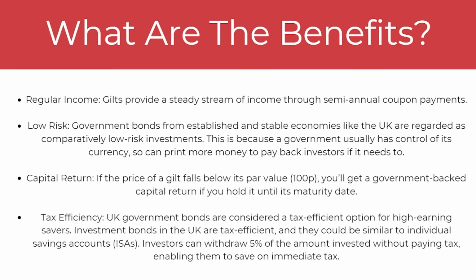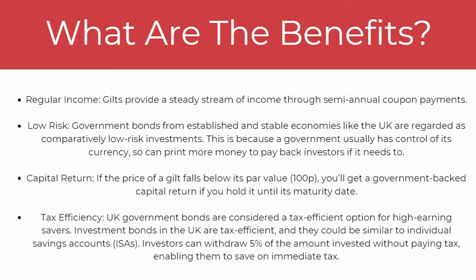So now that you know what they are, what are the benefits? Start with regular income. Gilts provide a steady stream of income through semi-annual coupon payments. They're also low risk. Government bonds from established and stable economies like the UK are regarded as comparatively low risk investments. This is because a government usually has control of its currency, so it can print more money to pay back investors if it needs to.